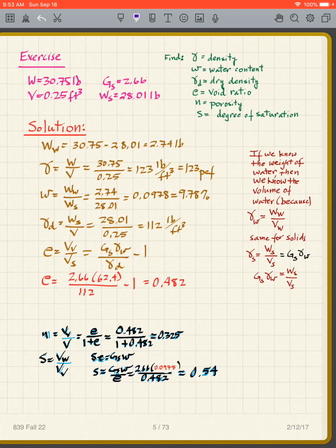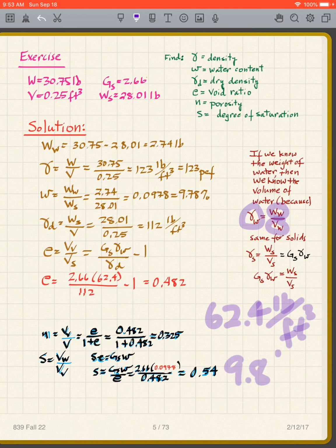So just remember, if we know the weight of the water, then we know the volume of the water. Why do we know that? Because we know the density of the water. The density of the water is weight of the water over the volume of the water. The density of water, again, is 62.4 pounds per cubic feet, or 9.8 kilonewtons per cubic meter. That is known. So if I know the weight of the water, I know the volume of the water.